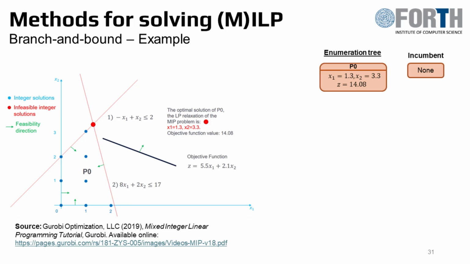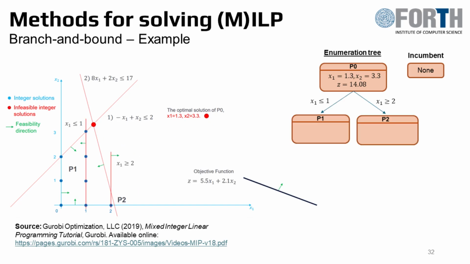At this stage, we do not yet have an incumbent integer solution, but we do have something very important. The value 14.08 is an upper bound on the true integer optimum, because this is a maximization problem. The next step is to branch on one of the fractional variables. We now begin constructing the enumeration tree.